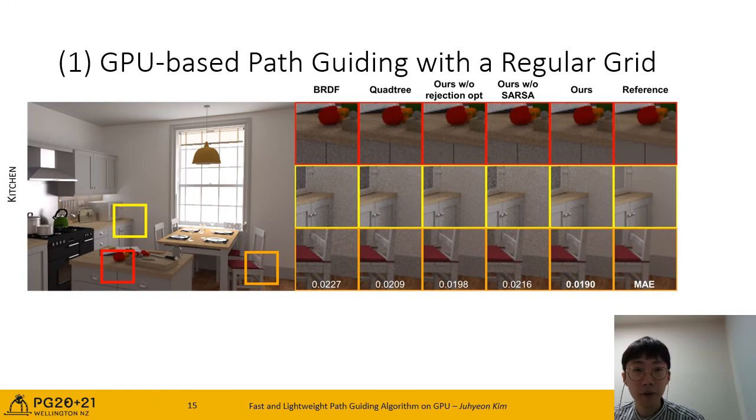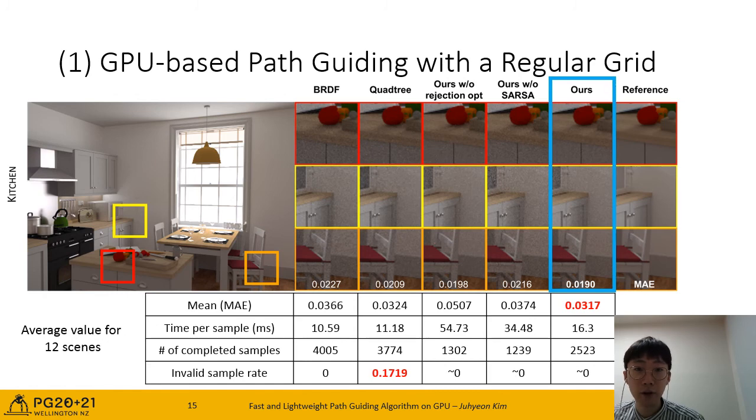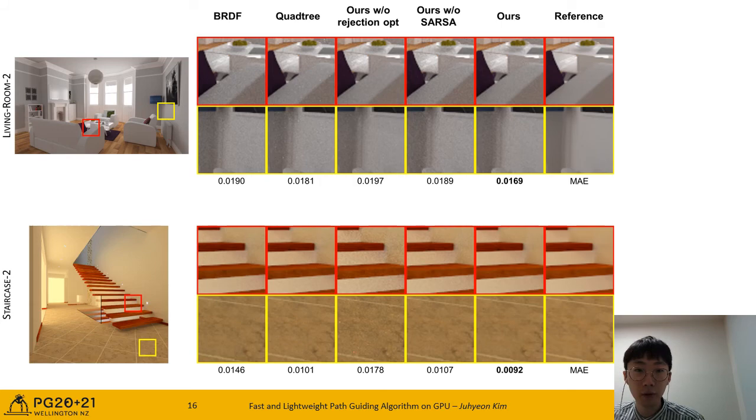Here is the qualitative result. Compared to the BRDF or quadtree method, our method gives a more reliable image. Quantitatively, interpreting the average error value over whole scenes, we affirm that our method gives the best result. Our method is slightly slower than the quadtree-based method, but it eventually gives better results thanks to a zero invalid sample rate. Comparing our method without rejection sampling optimization or SARSA update, we could find the effectiveness of each proposed method. Here are more results for other scenes.